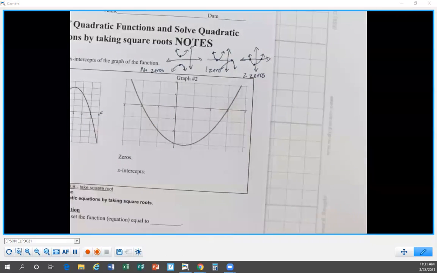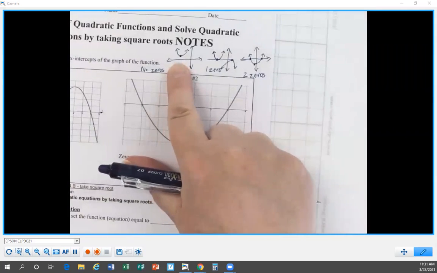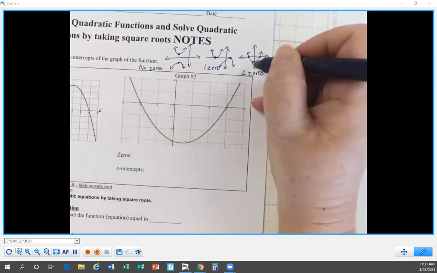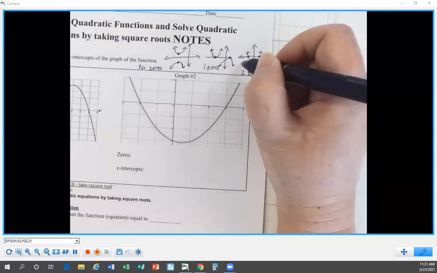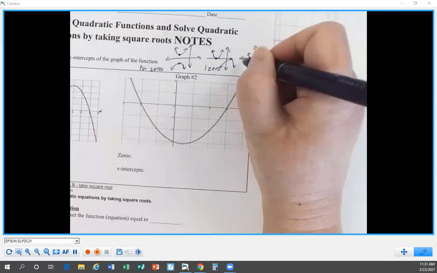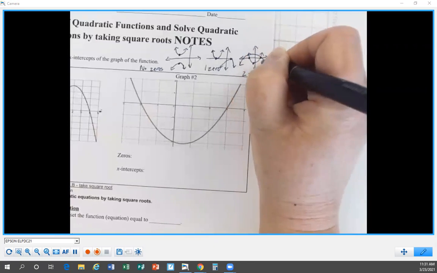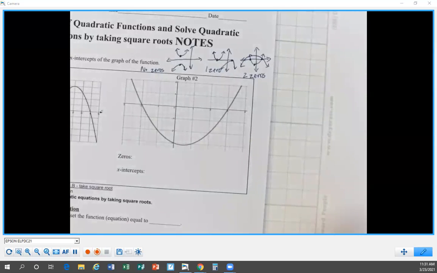All right, so again, it's possible for a parabola to have no zeros, to have 1 zero, or to have 2 zeros. Okay, I'm not going to draw it because I don't want it to get too sloppy, but you could also have a negative parabola that, well, I'll go ahead and just sketch one. You can have a negative parabola that goes through the x-axis in 2 places as well.